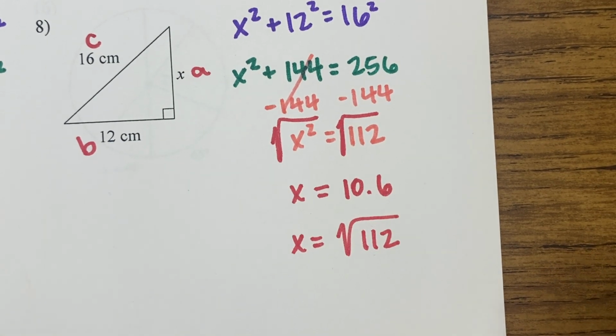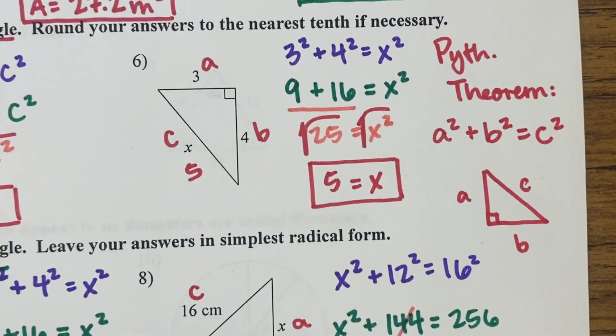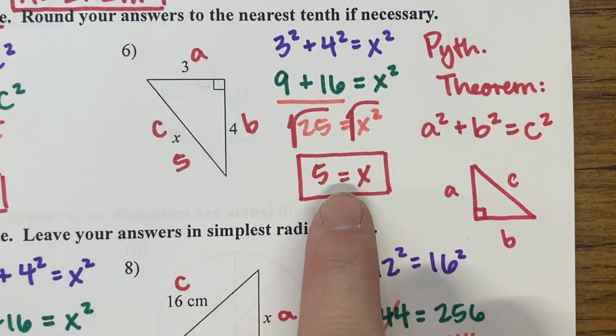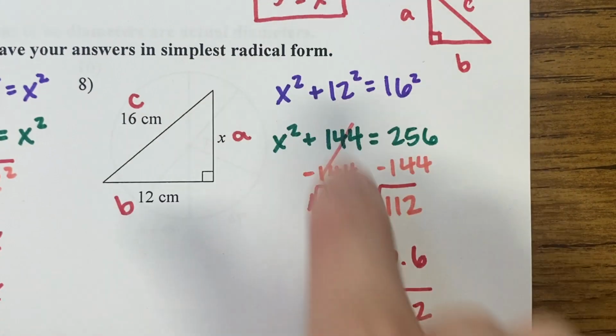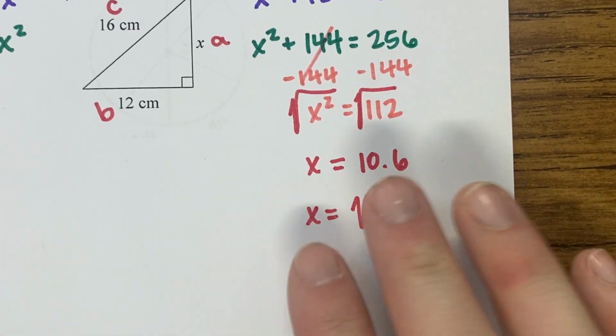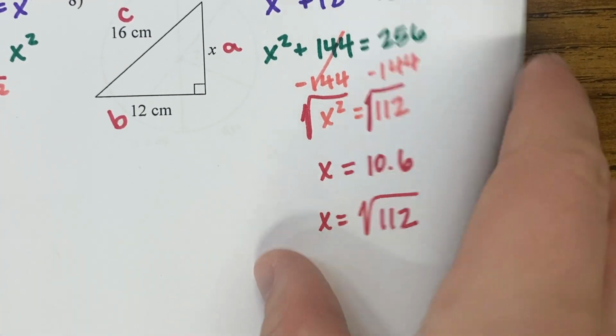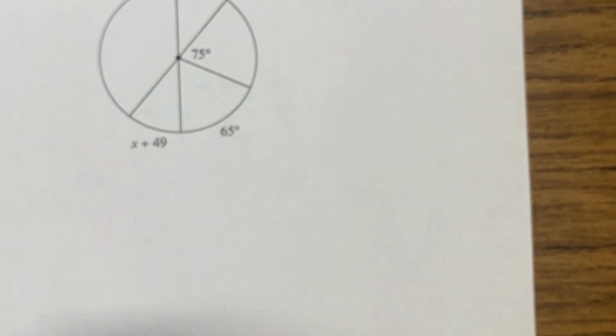And there we go. Okay, so sometimes when solving for the missing side, you'll get a nice pretty answer. No decimals, no radicals. Sometimes you will get a decimal or a radical, and that's totally fine. Okay, so let's go to our next page.